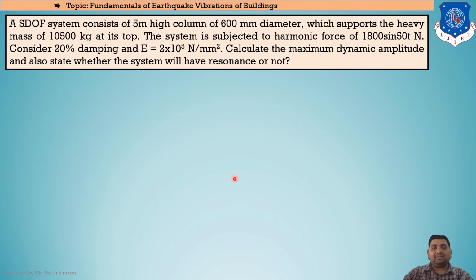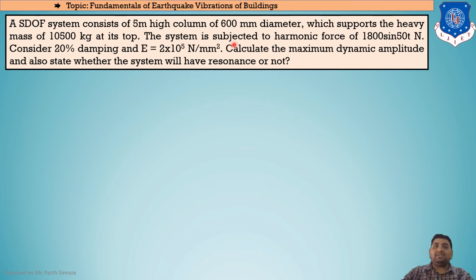The question here is: a single degree of freedom system consists of a 5 meter high column of 600 mm diameter. That means it is a single column unit. The length of the column is 5 meter, and the diameter of the column is 600 mm, which supports a heavy mass of 10,500 kg at its top. That means this column has to resist a mass of 10,500 kg at its top.